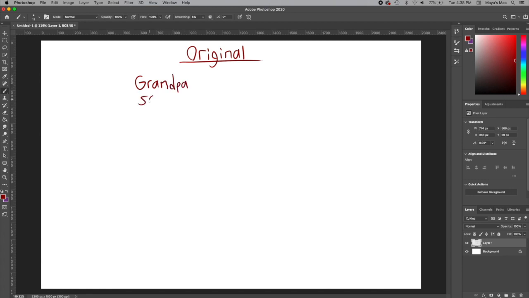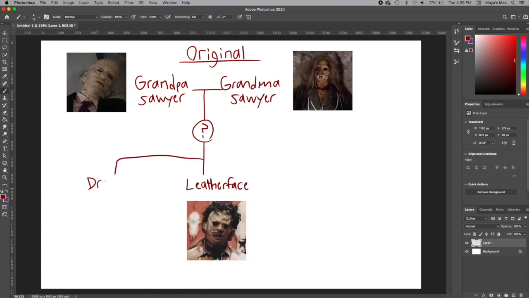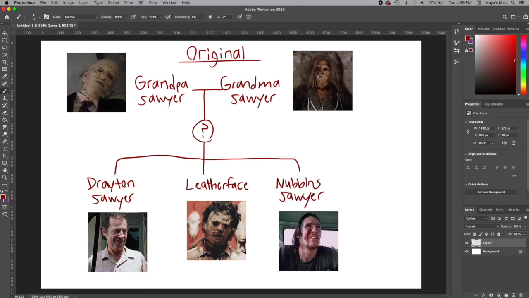First off, we've got Grandpa and Grandma Sawyer. They're the oldest ones we know about in the original. And then, it's sort of uncertain if Drayton is Leatherface and Nubbin's brother, or if he's their dad. He might be both, like I said. Most people seem to call him their brother, so I'm just going to put him here as the brother. But you know, maybe he's also their dad.